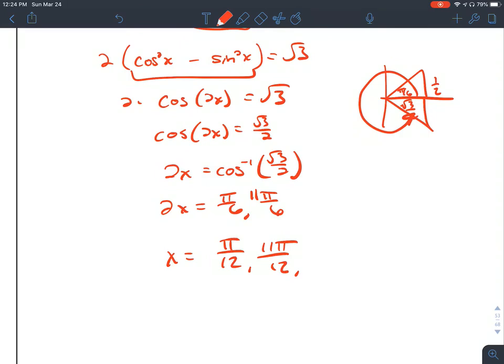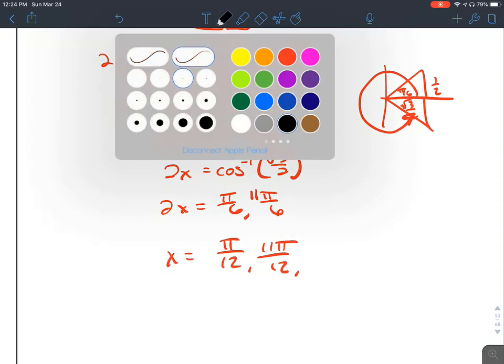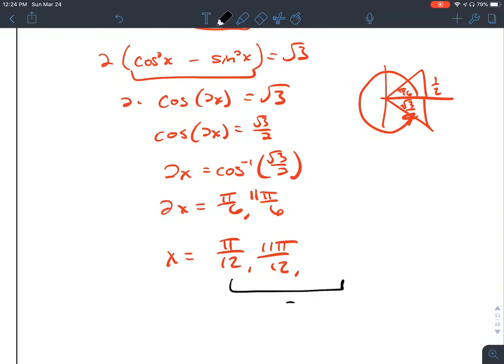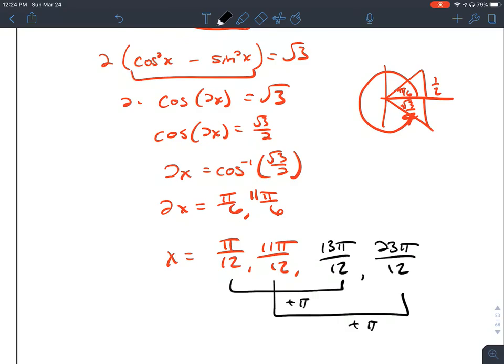Since the angle is 2x, it means that there are actually 4 answers because my period gets cut in half. I can fit 2 full periods between 0 and 2 pi. So I'm going to add pi to this, and I'm going to add pi to this, which is going to give me 13 pi over 12 and 23 pi over 12.